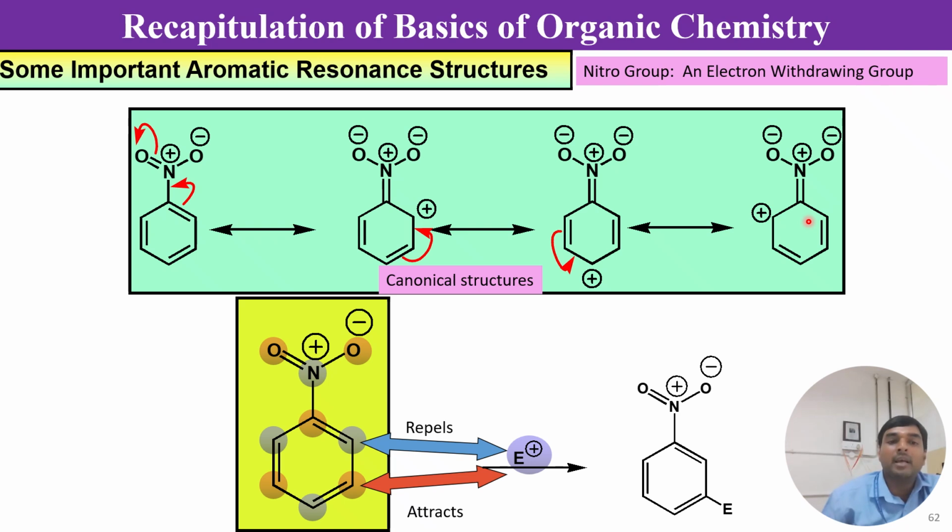But comparatively, the meta position is more electron dense than the ortho and para positions. So the possibility of electrophilic substitution in the meta position is better, and that is also under harsh conditions. You need to perform the reaction at a very high temperature.